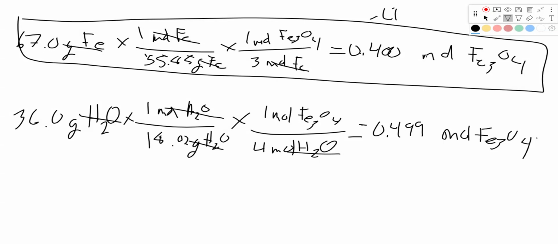because there is less. We make less product with this one, which means we're going to run out of this one before we run out of this one. So this is our limiting reactant.